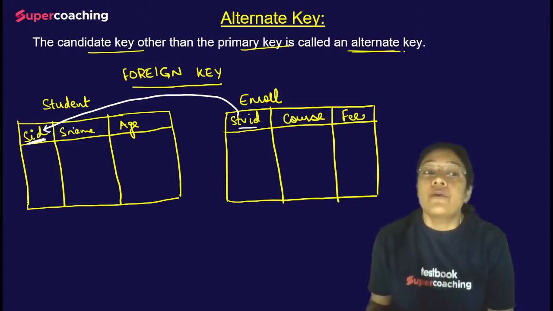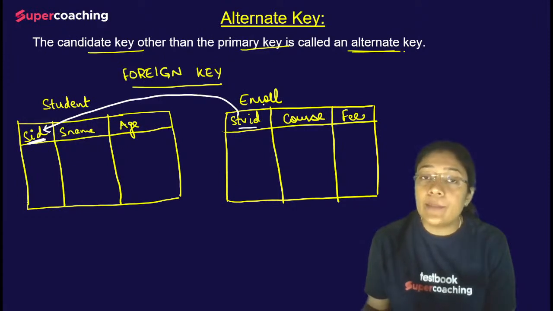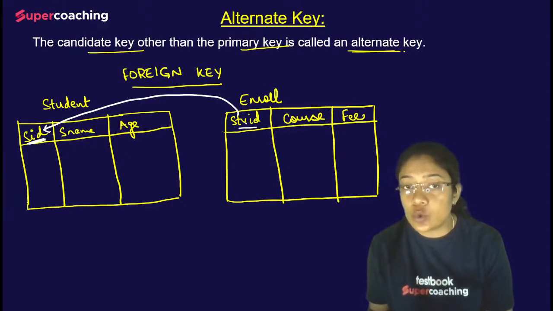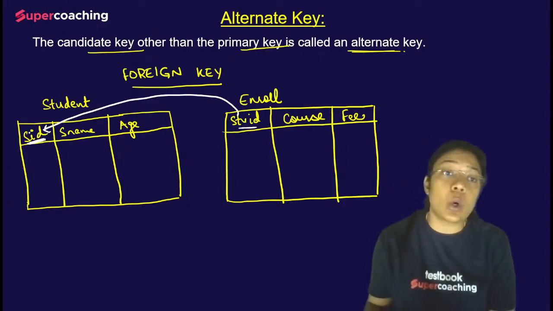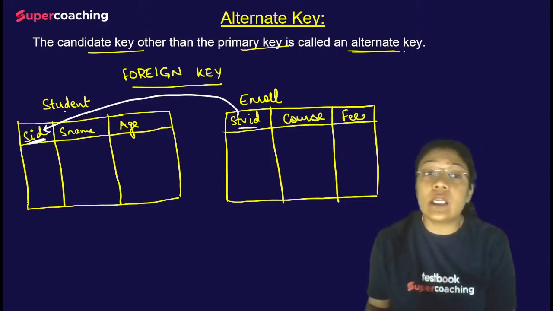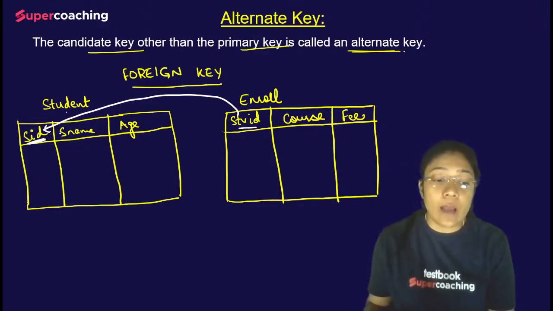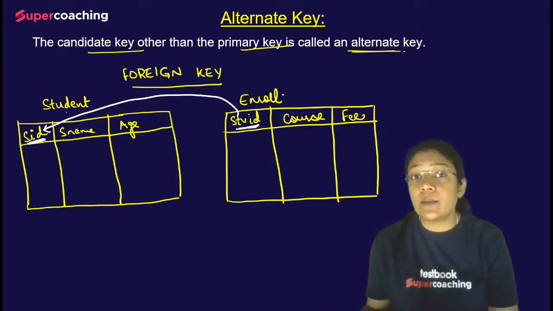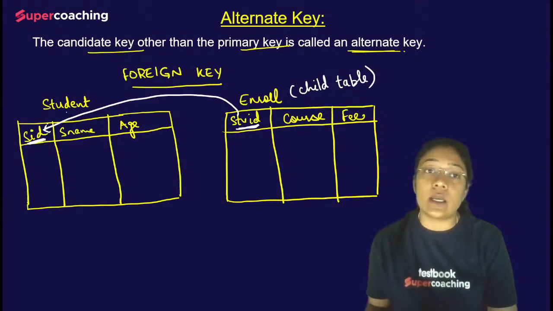Correct? First of all, a few terms here. Since the enroll table is dependent, the key of the enroll table, that is the student ID, is dependent on the SID, the primary key of the student relation. So what can we say here? Here we can say that this enroll table is the child table because it is dependent on the parent table, that is the student table. This is the parent table.